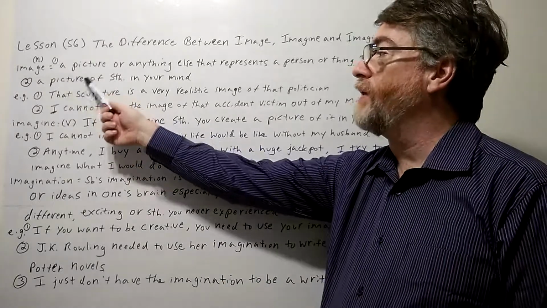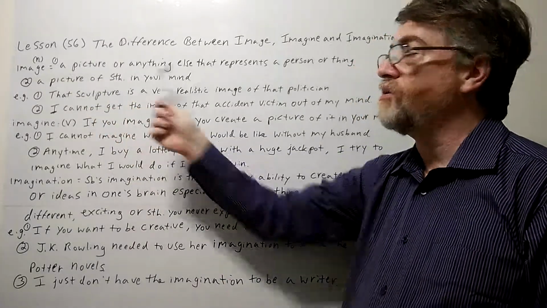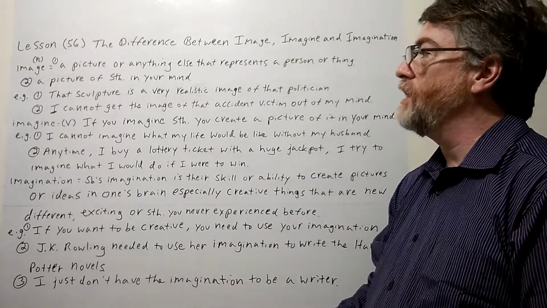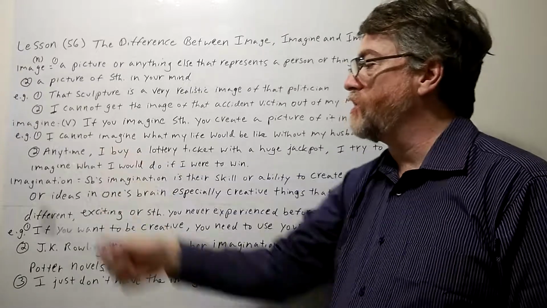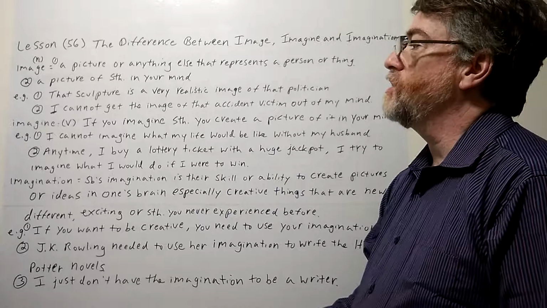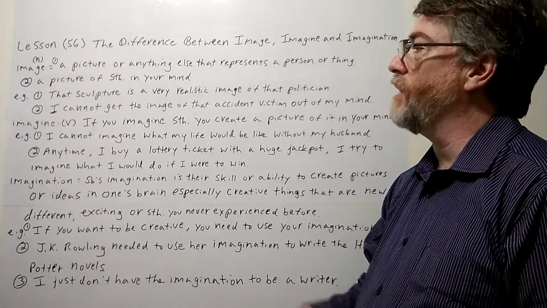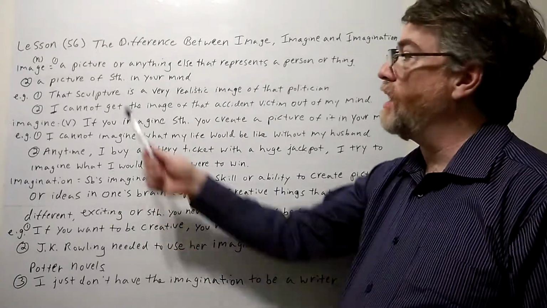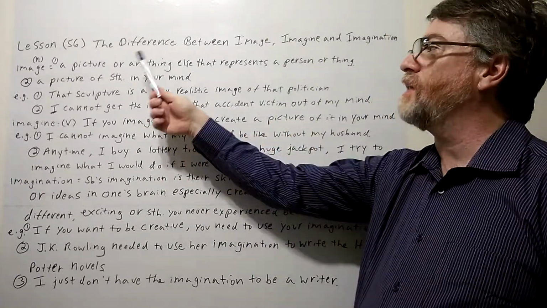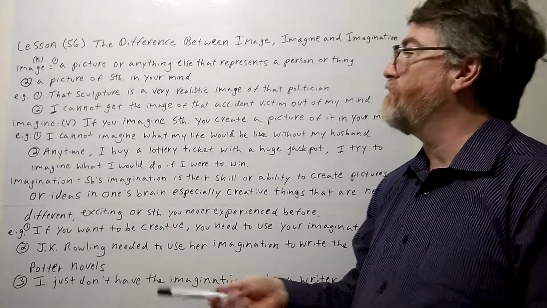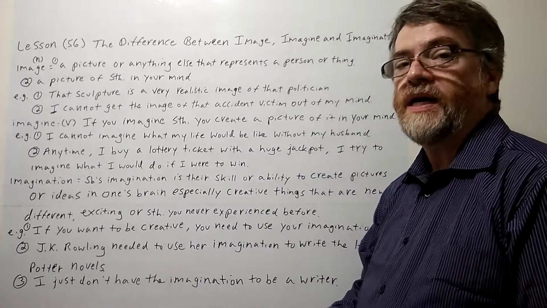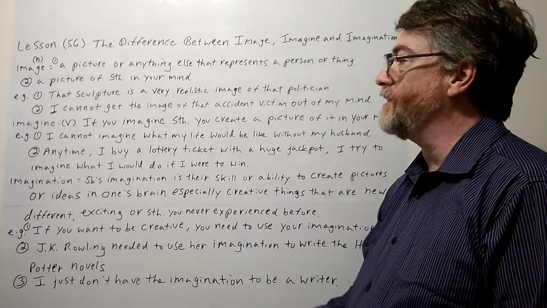The second one, the one whose meaning I really want to concentrate on, is a picture in your mind. This is where the confusion comes in. This is where it is close to the idea of imagine, and also close to the idea of imagination. So, let's look at the first example. The sculpture is a very realistic image of that politician. This is like the first meaning, something that represents somebody or represents a picture of somebody. That's the way we would say image in that sense.